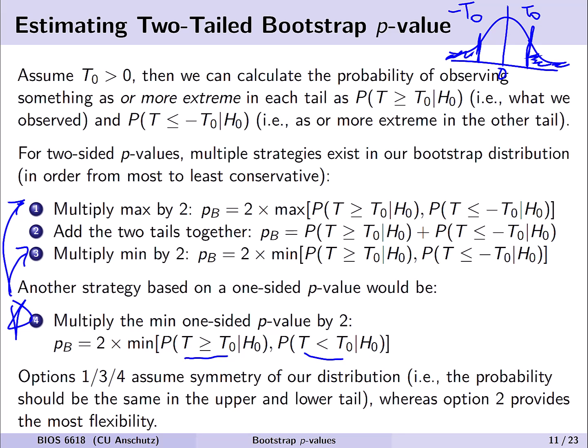Again, options 1, 3, and 4 are assuming symmetry of our distribution. In other words, the probability should be equal, or we expect it to be equal, in the upper and lower tail, whereas option 2 provides the most flexibility and allows for asymmetry.